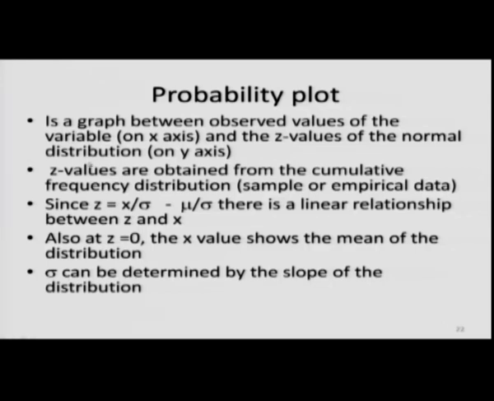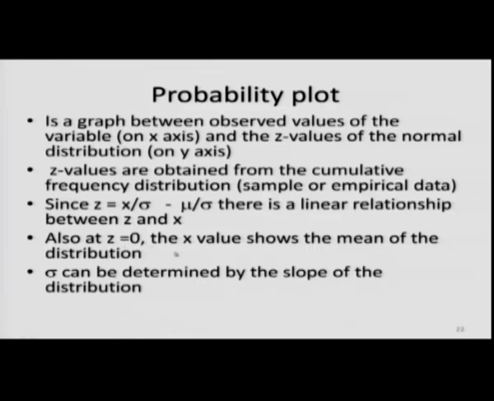A probability plot is a graph between the observed values of the variable on the x axis and the z values of the normal distribution on the y axis. Z is x minus mu by sigma. They are obtained from the cumulative frequency distribution of the sample or empirical data, and since z equals x by sigma minus mu by sigma, there is a linear relationship between z and x. So, if your graph gives a linear relationship, you can be sure that the distribution is normal.